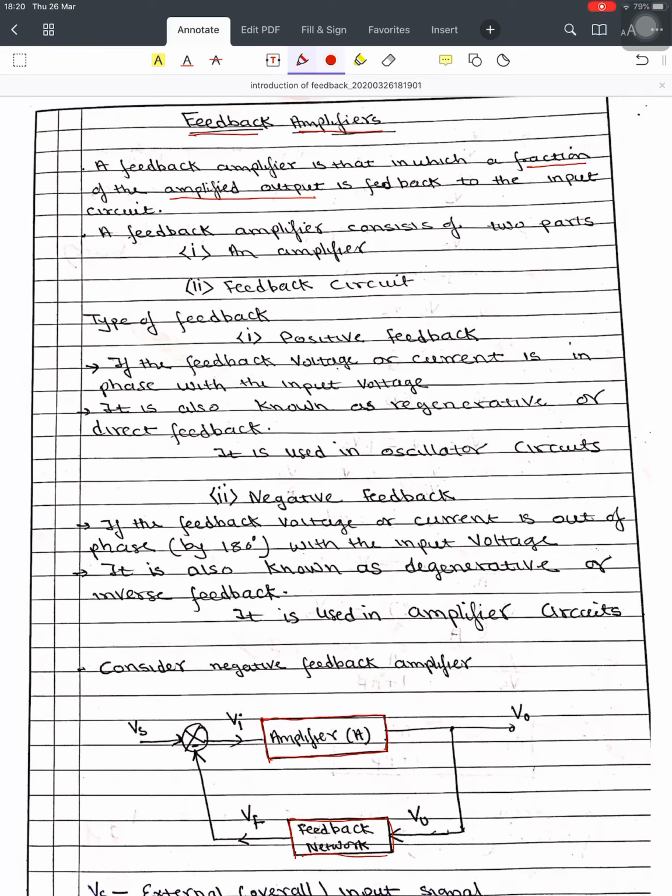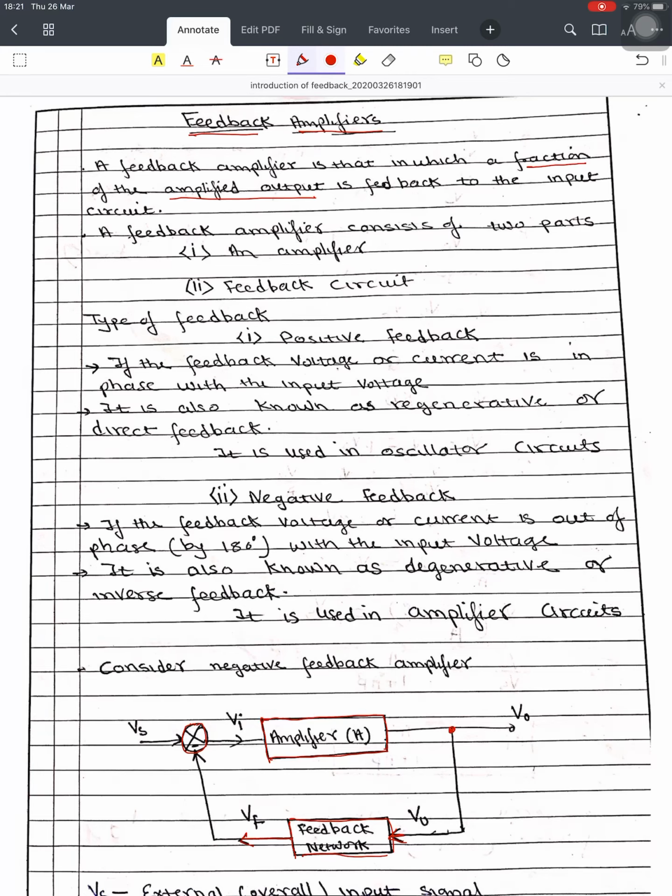Here you can see the output is sampled and given to the feedback network, and the output of the feedback network is mixed with the external input over here. So this is the basic block diagram of a feedback amplifier.